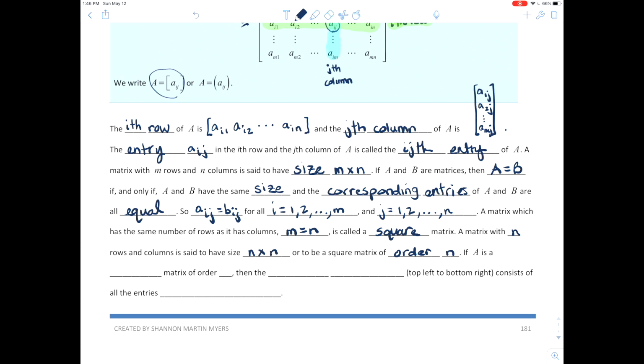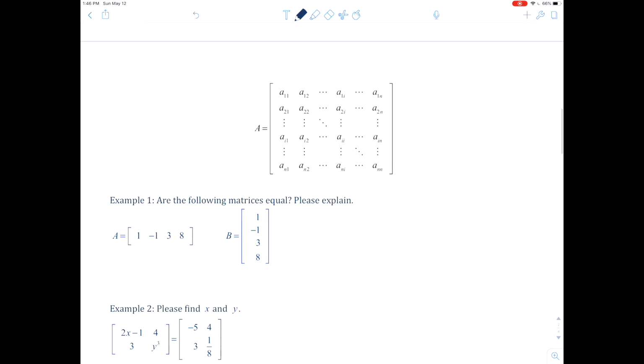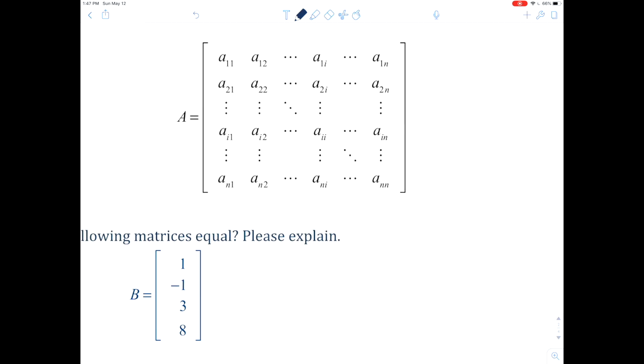If A is a square matrix of order N, then the main diagonal, which starts at the top left entry and goes to the bottom right entry, consists of all the entries A11, A22, all the way down to ANN. Cool so far? Okay, great. And this is what a square matrix of order N would look like.